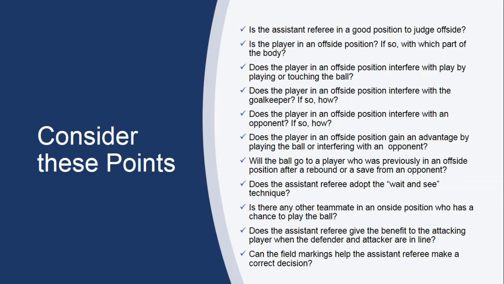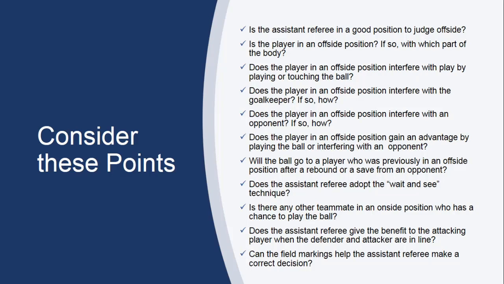Is there any other opponent in an onside position who has a chance to play the ball? Again, that follows right with the wait and see. If you have one player in an offside position, you're going to wait to see who plays the ball before you raise your flag or keep the flag down. Does the assistant referee give the benefit to the attacking player when the defender and attacker are in line?